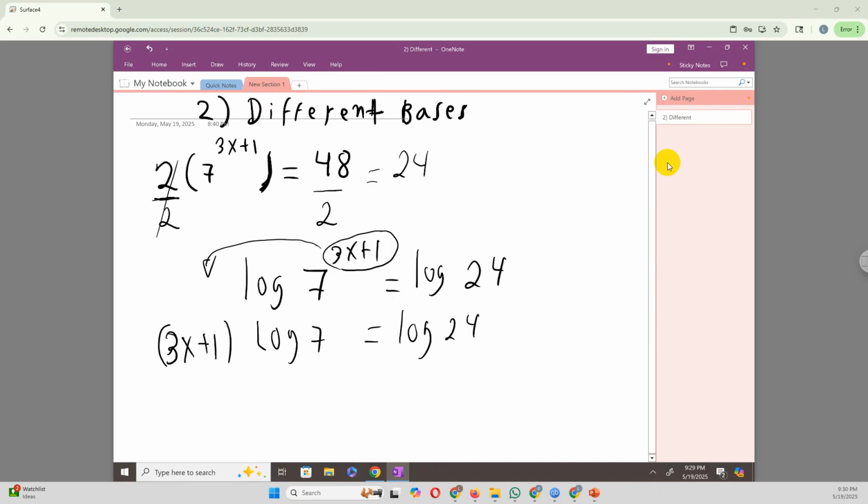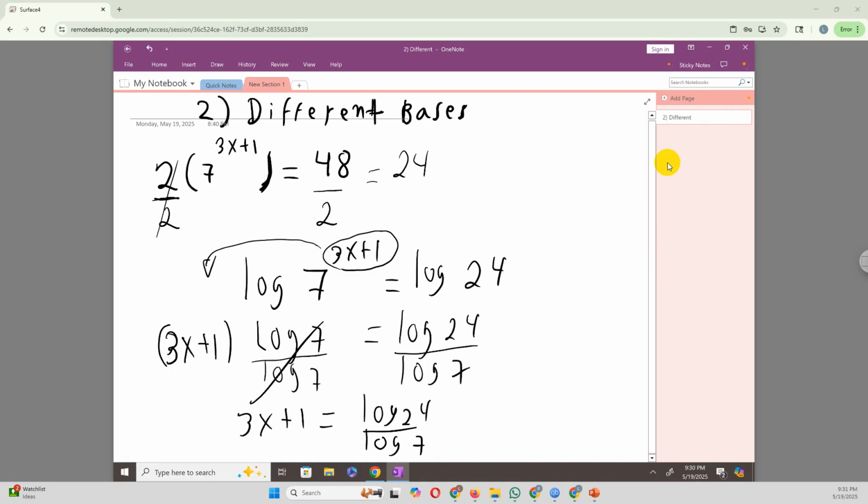Now, what we do here is we divide both sides by log of 7. So these guys cancel, they become 1, and here we have 3x plus 1 equals log of 24 divided by log of 7.